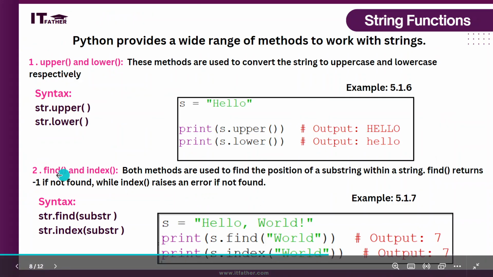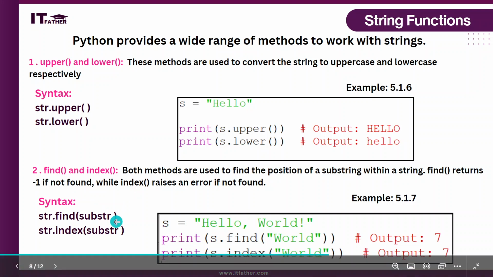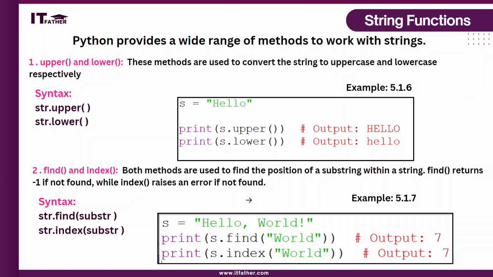Now find and index, these two functions we are going to discuss. Both methods are used to find the position of a substring within the string. Find will return -1 if not found. It means the find function will return -1 if the substring is not found in the string, while index will raise an error if the substring is not found. Substring means an exact match of the substring in the main string.